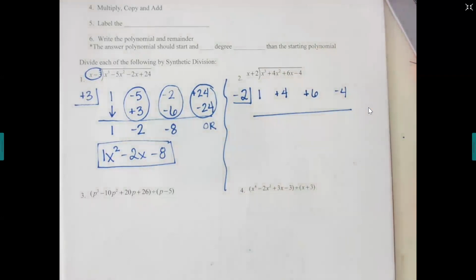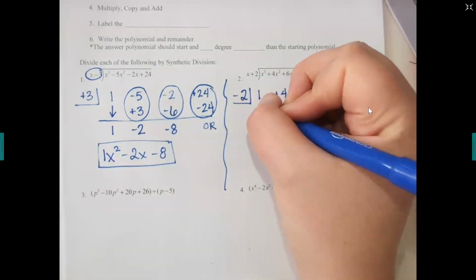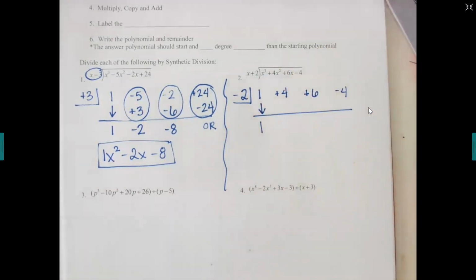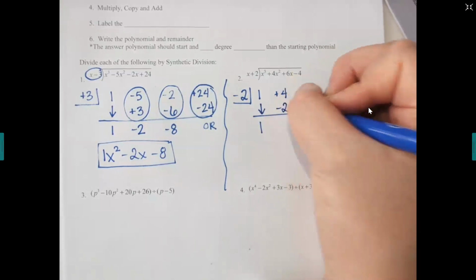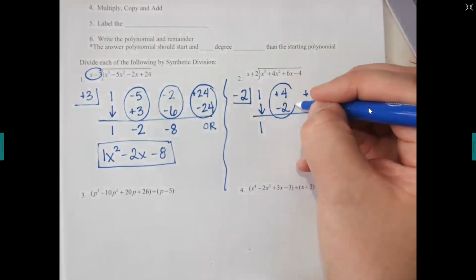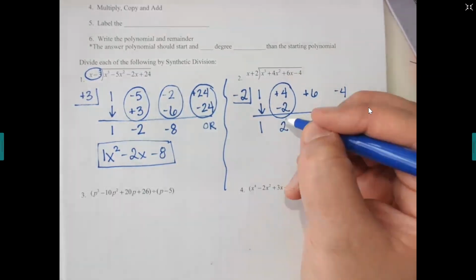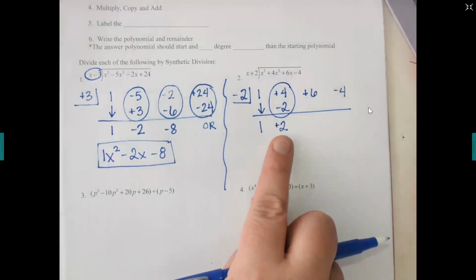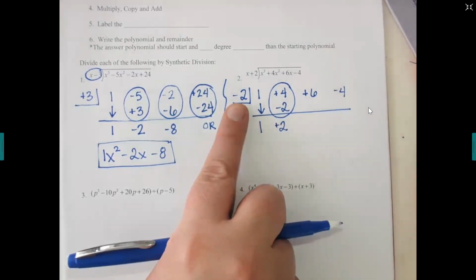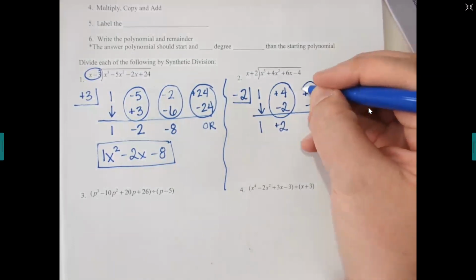I want it to be fast. The first number, straight down. So I'm going to take my 1, put it right here. Once the 1 makes it to the bottom, what do I do with it? Times it by -2. -2 goes here. What's +4 and -2? 2, very good. You can put the plus if you want, that's fine. Then take that number, times it by -2. What's 2 times -2? -4, and then what's 6 minus 4?